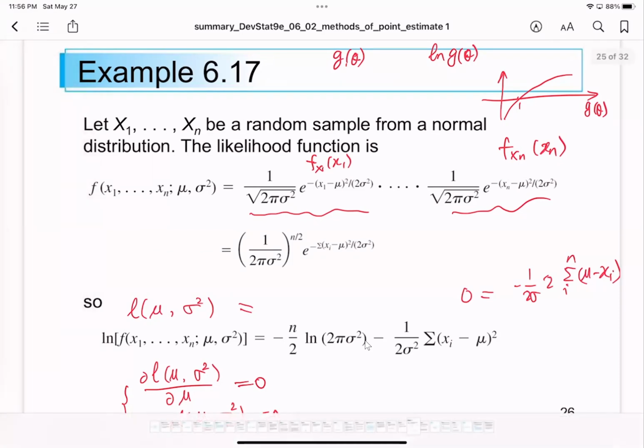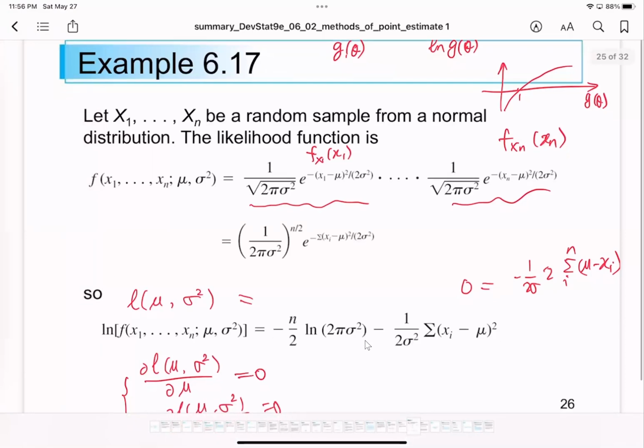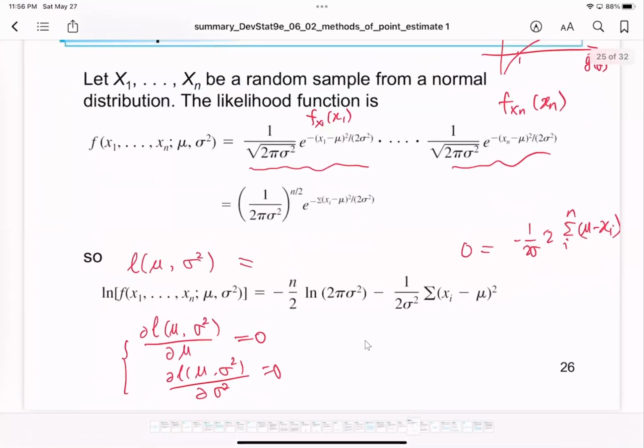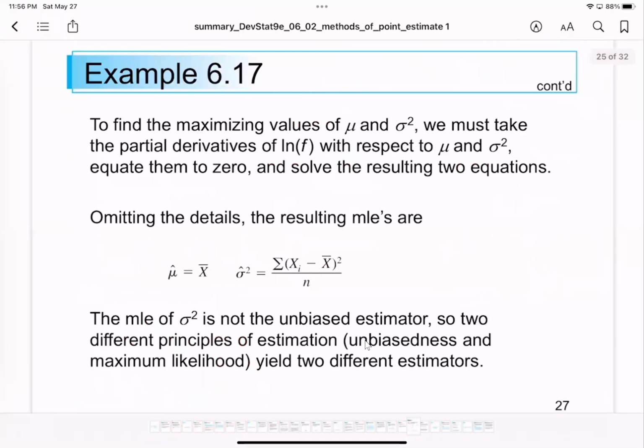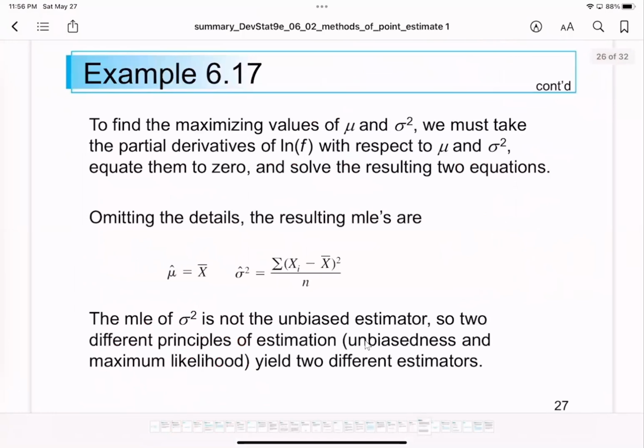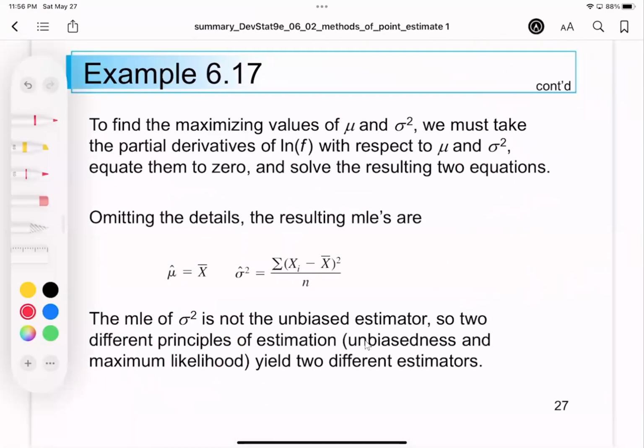Once we have the estimate of the mu, we put it into the other one, and we can solve for the sigma squared. After finishing solving the equation, what you get is that for the MLE, the estimate of mu is the sample average, and the MLE of the variance is this average squared deviation. This time it's n in the denominator rather than n minus 1.